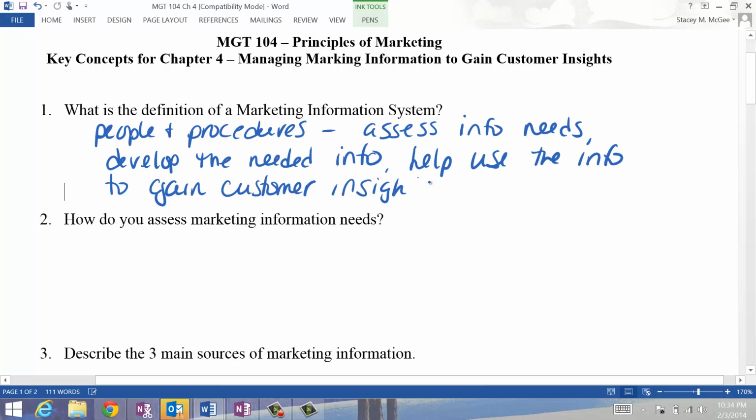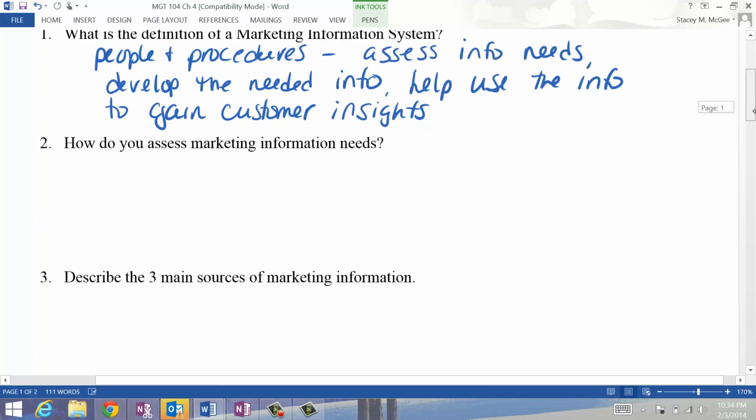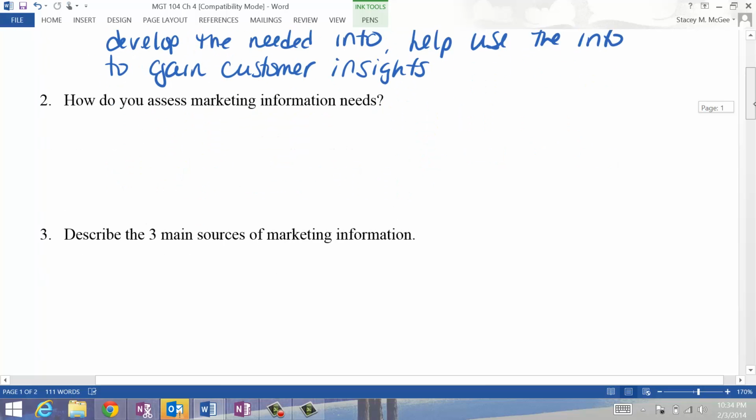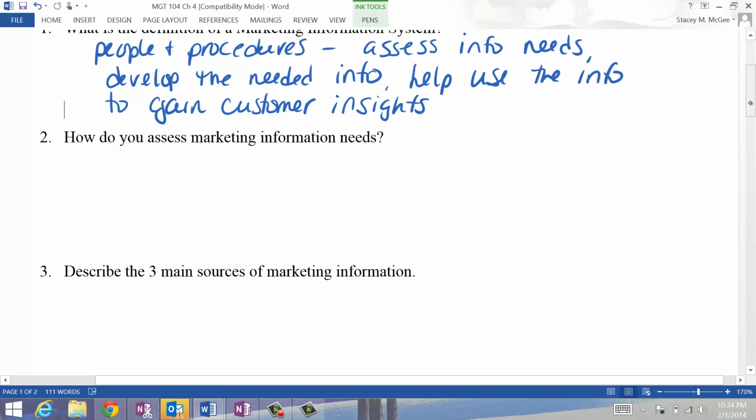The whole point of this is to learn more about our customers and what they want so that we can satisfy their needs and add value to our customers. The first part of that was to assess information needs here. How do you assess your information needs?